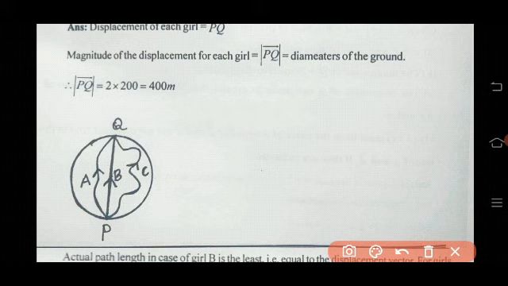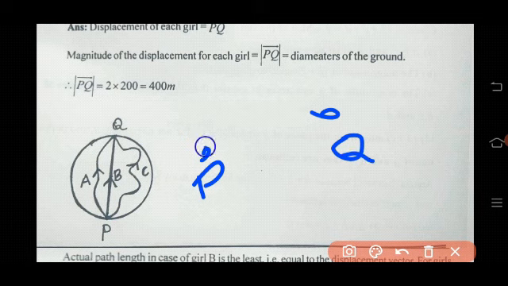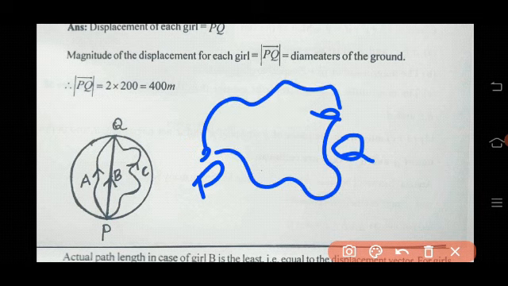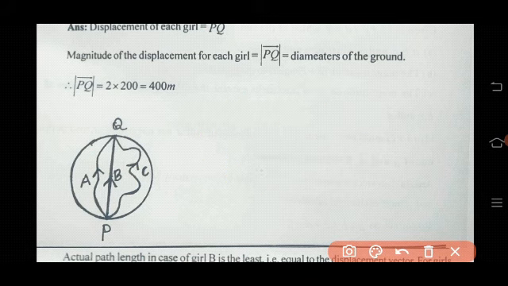Then what is the magnitude of the displacement? They are asked what is the magnitude of the displacement. What is displacement? It is the shortest distance between the 2 points. Okay, shortest distance between the 2 points, whatever may be the path they have taken. So we have to consider the shortest distance from P to Q, that is the displacement. Okay, so for the 3 girls, PQ is the displacement. For each girl, the PQ is the displacement.